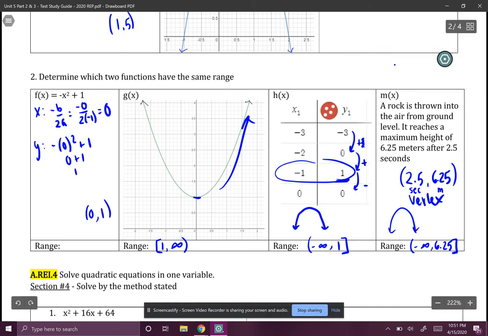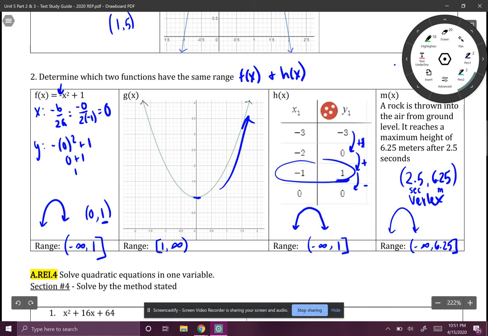We know that this parabola opens down because our a value is negative, so the parabola is going to look something like this. Our lowest y value is going to be negative infinity, and our highest y value is going to be 1. So the two functions that have the same range are f of x and h of x. If you notice, they both have a range of negative infinity to positive 1.